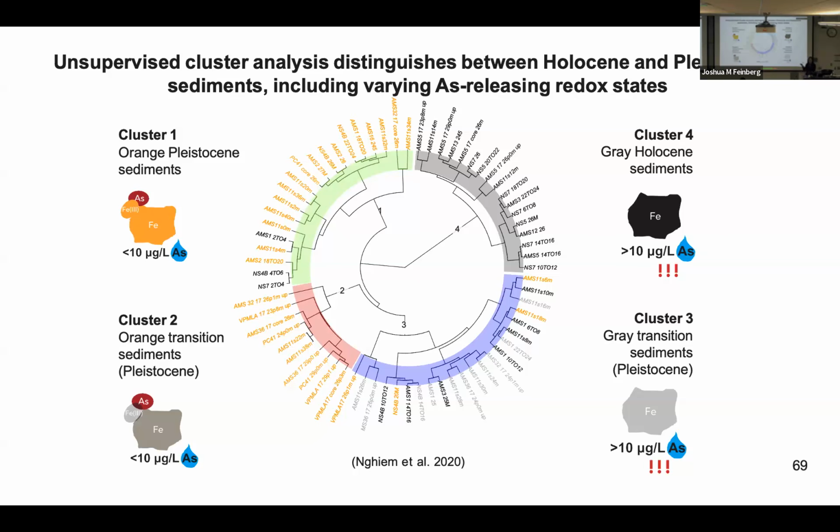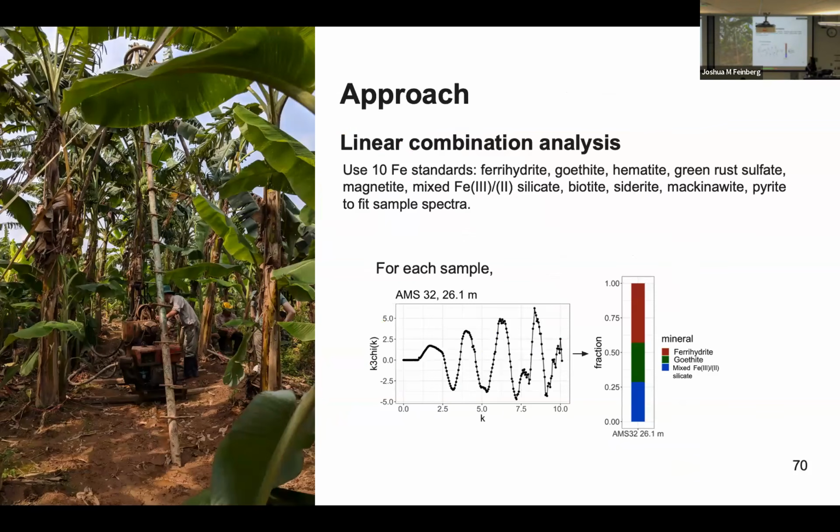Okay, so now that we've done that approach, we can still go back and do the traditional approach to tell us the story of what mineralogy is actually changing. So again, we have our linear combination analysis. We use 10 standards: ferrihydrite, goethite, hematite, green rust sulfate, magnetite, some mixed iron 3, iron 2 silicate, biotite, siderite, mackinawite, and pyrite to fit our samples. As you fit the spectra, you will just get fractions of different proportions of these minerals.